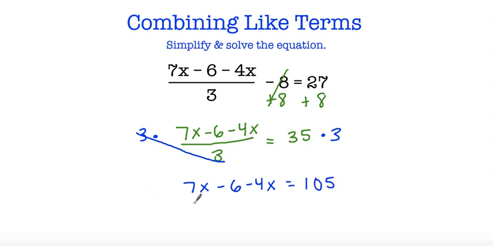And remember, if you wanted to combine like terms from the very start, you could have done so, or you could just go about trying to get rid of the fractions. So now I have 7x minus 6 minus 4x. So I could combine my like terms, so 7x and negative 4x. So 7 minus 4 is 3x, minus 6 is equal to 105.